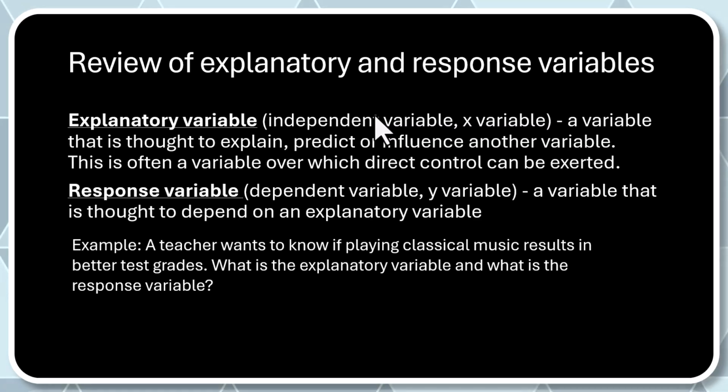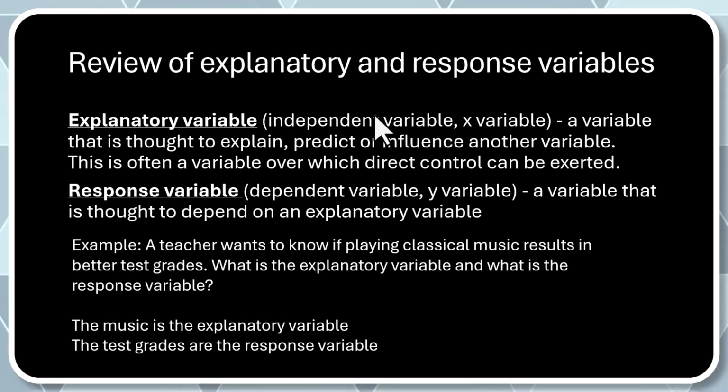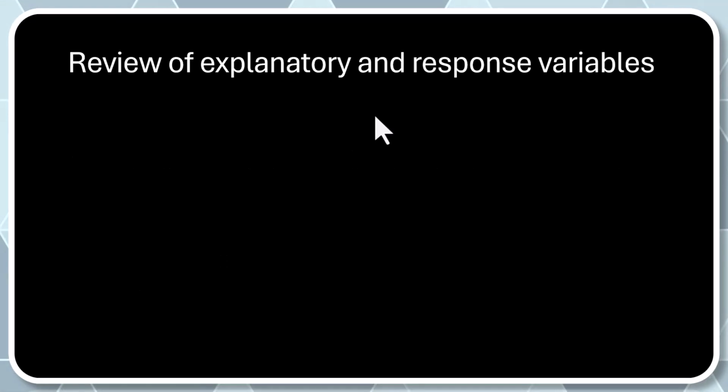Let's do another example. A teacher wants to know if playing classical music results in better test grades. What is the explanatory variable and what is the response variable? So the music is the explanatory variable. Remember, this is the variable that you have direct control over. The teacher can control whether or not she plays music or he plays music in his or her classroom. The teacher cannot directly control the test grades. They can only record the test grades and see how or if the music influences those grades. So again, the music is the explanatory variable. The test grades would be the response variable.